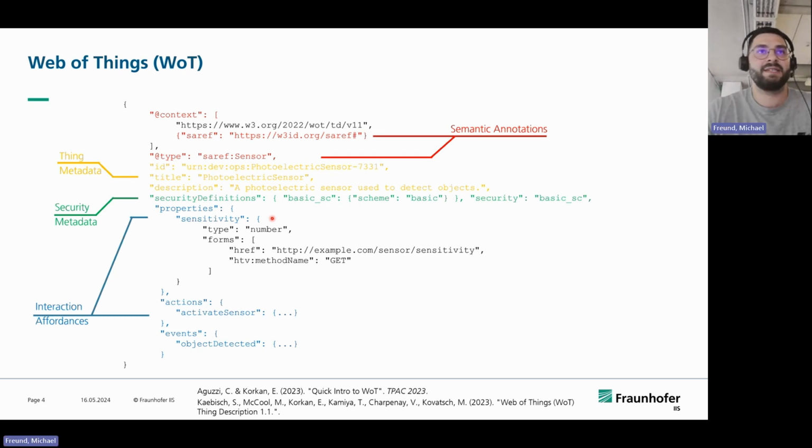If we look at this property, which is called sensitivity, which is of type number, and if I want to read that property, I use basically the href field, which tells me how to dereference and interact with the device. And using the protocol-specific vocabulary, I also know that I need to send a GET request. So that's basically a short introduction to the Web of Things.